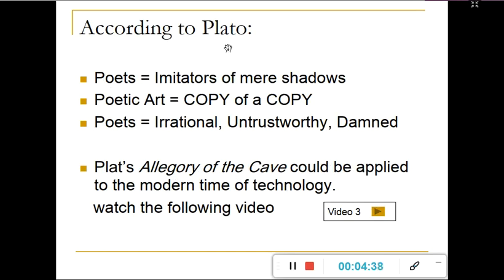According to Plato, poets, because they imitate two steps away from the reality, are irrational, untrustworthy, cannot be trusted, and they must be punished by the society. I wanted to merge this part quickly and understand it, so that when we move to Aristotle we can manage and understand the relationship between Plato and Aristotle.